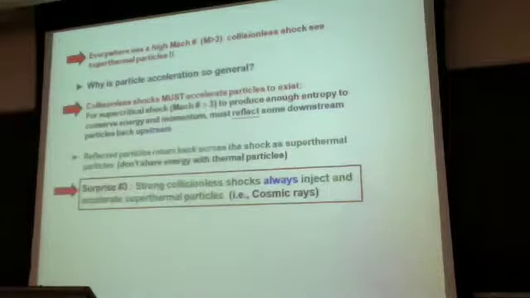Okay, so the next surprise is that not only do you see shocks everywhere, you see collisionless shocks, you see superthermal particles. So the question is, why is particle acceleration so general? Well, it turns out that a collisionless shock must accelerate particles to exist, to produce enough entropy to be a shock. For supercritical shocks, it must reflect some fraction of downstream particles back upstream. These reflected particles return back across the shock as superthermal particles. This is the injection process, and they continue to be accelerated. So the third surprise is that these strong shocks always inject and accelerate superthermal particles.